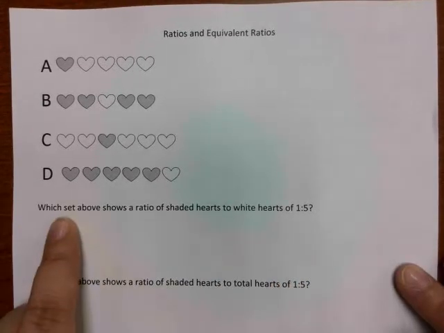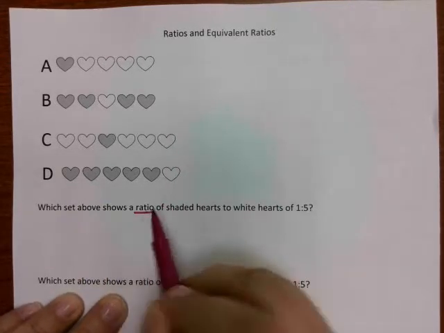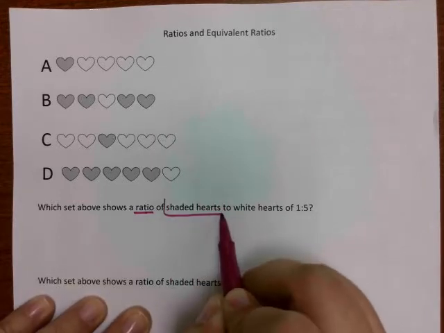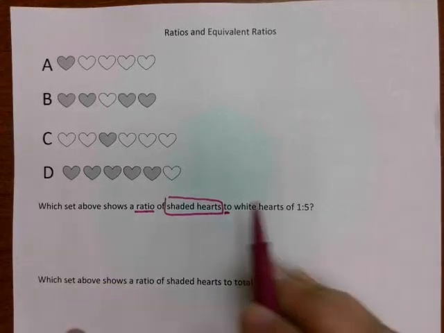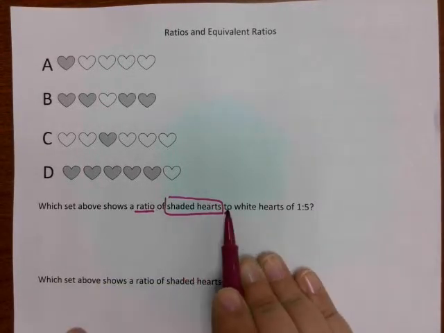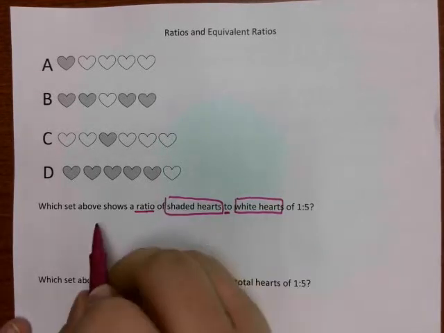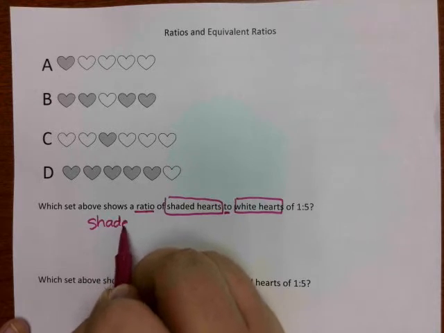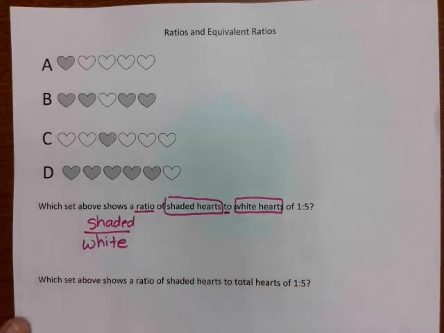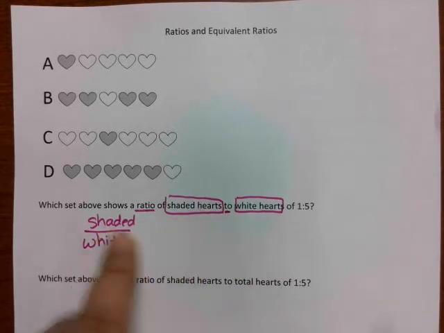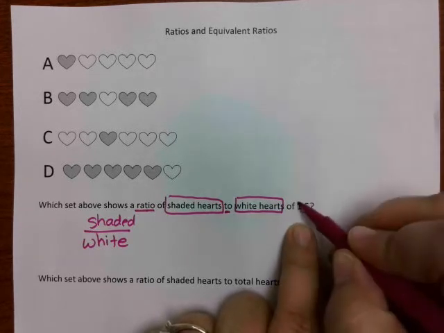All right, so the first one says, which set above shows a ratio of shaded hearts to white hearts? Remember that "to" is our keyword that tells us that it's a ratio, other than the word ratio. So our ratio needs to be shaded to white. And I'm going to write these as fractions. That's just how I like to do it. But shaded hearts need to come first, white hearts need to come second, and it gives me the ratio of 1 to 5.